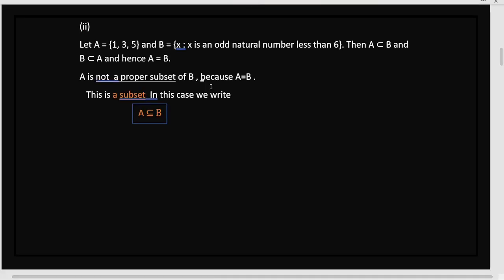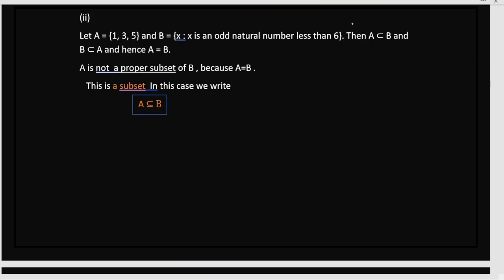We'll see another example. Let A equal 1, 3, 5 and B equal the set of x such that x is an odd number less than 6. Odd numbers less than 6 are what? They are 1, 3, 5. The next number is 7, so it is not less than 6. So these are the three numbers less than 6. So B equals this. This is equal to A, so A and B are equal. A is not a proper subset of B. A is equal to B.